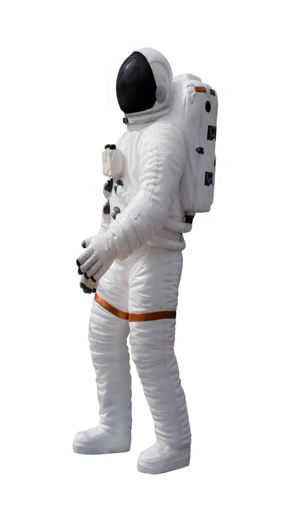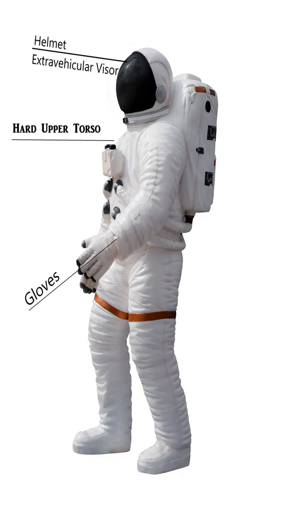1 minute challenge to explain spacesuit. The astronaut's chest is covered by the hard upper torso. The gloves are attached to the arm assembly, which covers the arms. The helmet and extravehicular visor assembly are designed to protect the astronaut's head while still allowing them to see as much as possible. The lower torso assembly covers the astronaut's legs and feet.